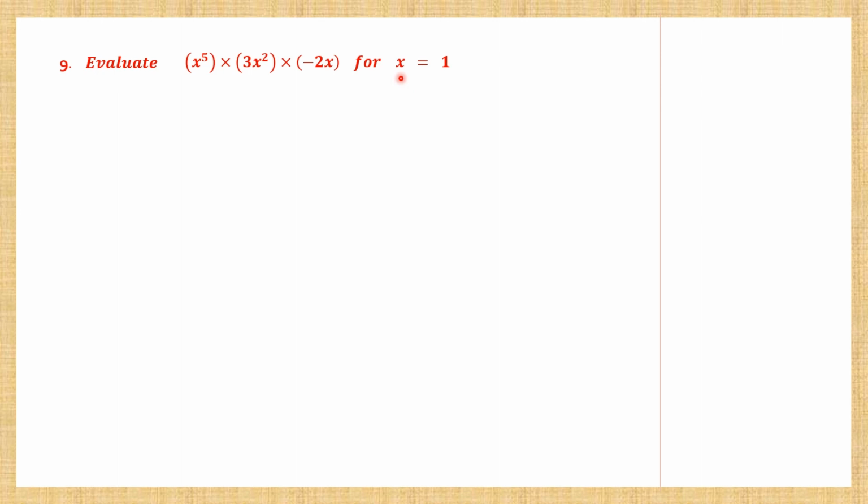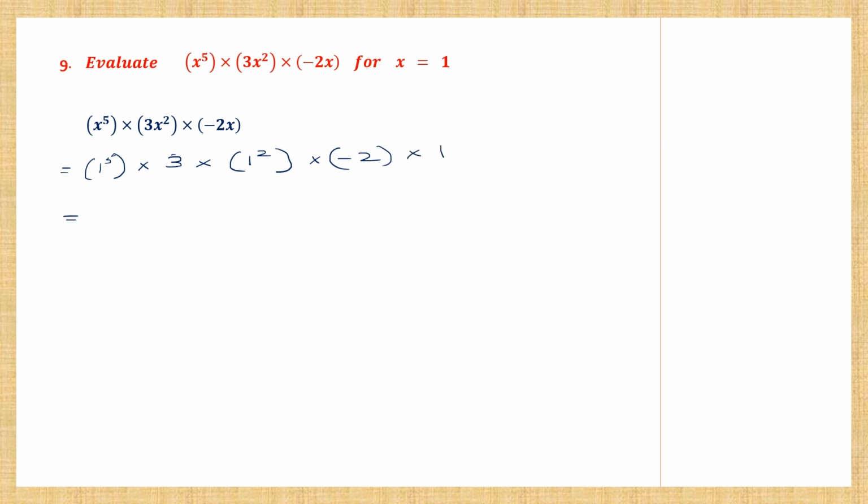Question 9, evaluate. So here we multiply these three monomials and as you can see they're all x. So we have only one value. For x we have 1. So let's do that. So we're going to multiply these. So x to the power of 5 means 1 raised to the power of 5, into 3x square. 3 into x is 1 raised to the power of 2, into minus 2. So we'll put that within brackets, into x, which is 1.